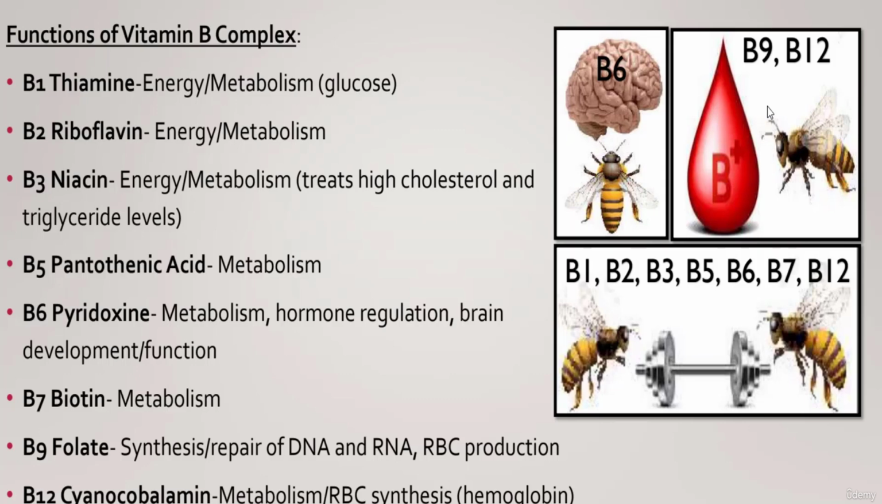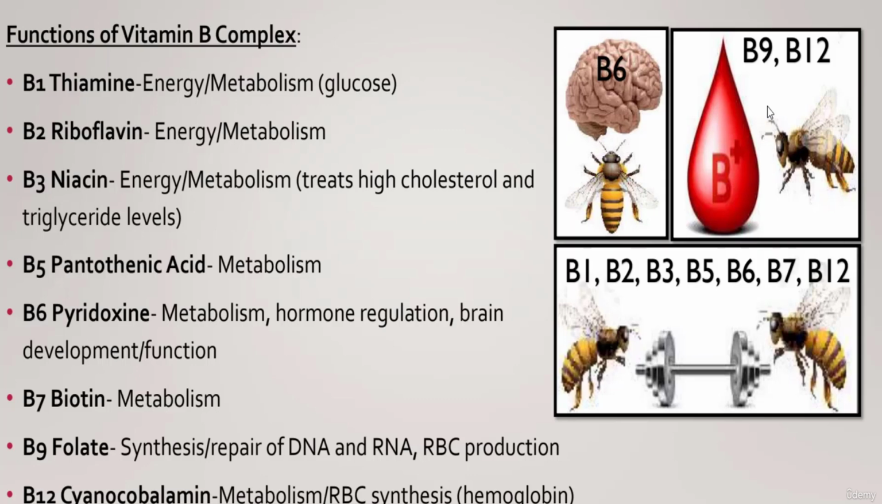Okay, B6 pyridoxine, also for metabolism, hormone regulation, brain development function. B7 biotin, metabolism. So if you want to improve your hair growth, your nail growth, biotin is also very important. B9 folate, which is important in synthesis, repair of DNA and RNA, RBC production. B12 cyanocobalamin, metabolism, RBC synthesis, hemoglobin.